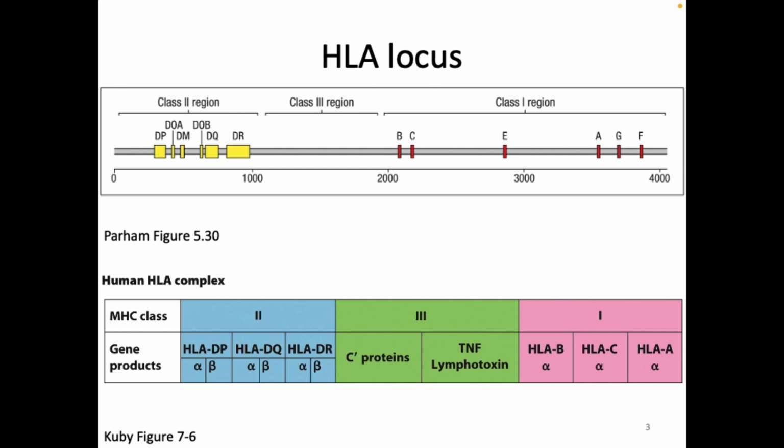What I wanted you to notice in this image from your textbook, the image on the top, is that it shows, for example, in the class 1 region, the MHC class 1 genes that I told you about that are also listed on the bottom, A, B, and C, but it also has some other things up there, E, F, and G. Similarly, with class 2, we've got DP, DQ, and DR, but you can also see some other stuff like DM and DO listed up there.